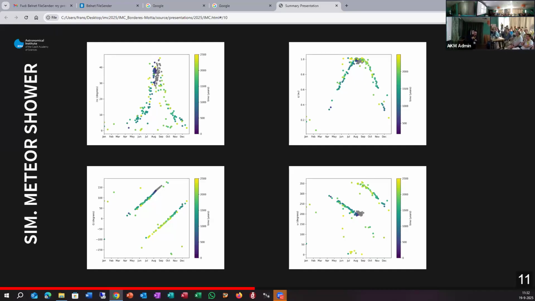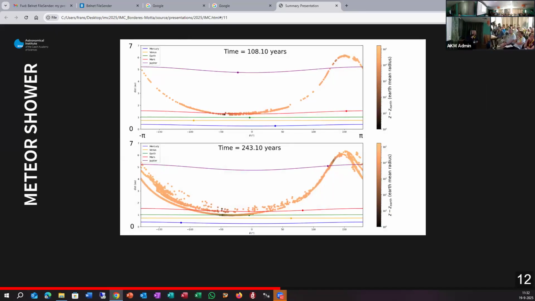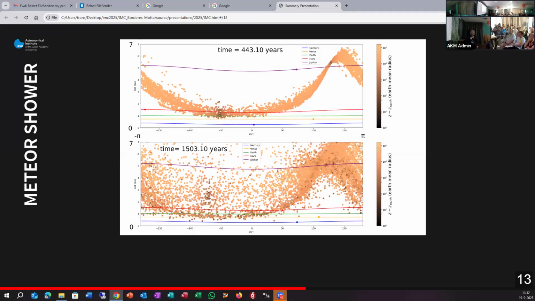Well, wait, let me explain before, if I have time, why this is happening. In the beginning, even at 80 years, we still don't have a connection between the stream and the Earth orbit. But at 245 years, we have this connection. You can see in the middle that it's crossing the Earth plane at this moment, so we can start having a meteor shower. This is a very good behavior for having a meteor shower. But when you go further, this is spreading a little bit. At 443 years, we still can have meteor showers because it's touching the green line and it's still dark.